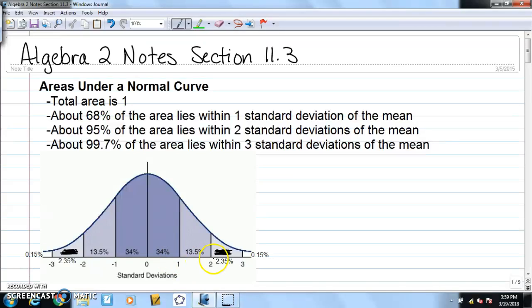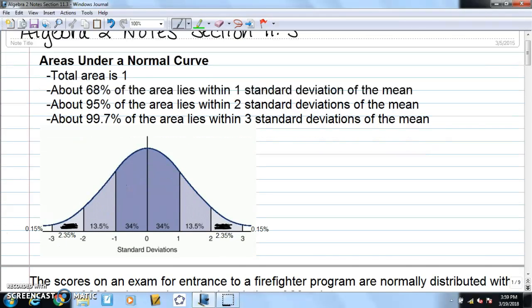Okay, and then about 95% of your values, so add on these extra 13.5% going up 2 standard deviations, and you'll get about 95% of your values. And then within 3, you get about 99.7%, and then the other 0.3% is out past 3 standard deviations. Okay, so let's look at an example with this.